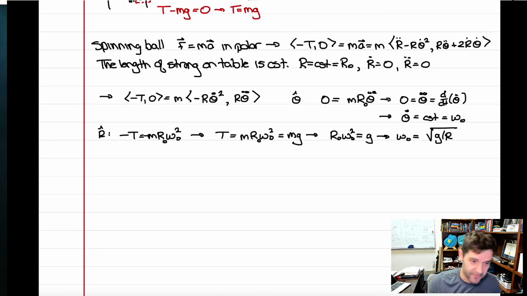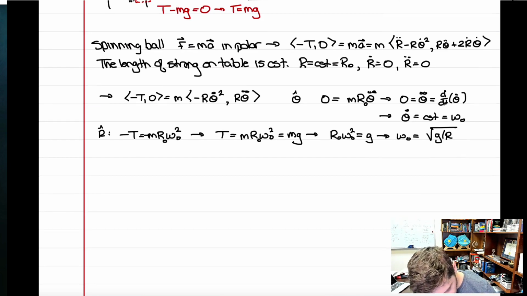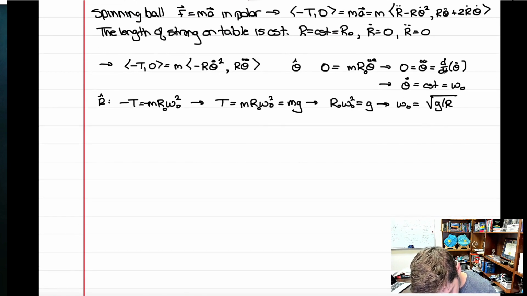We could ask about what the velocity of the ball needs to be, but that's not too bad either, because we have an expression for the velocity, which was (r dot, r theta dot).